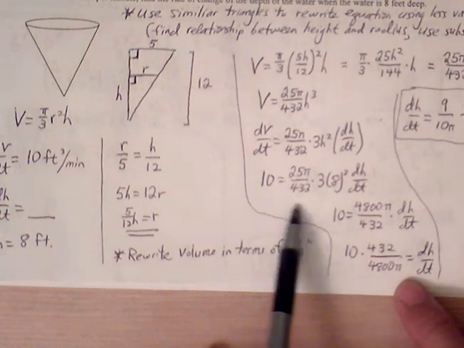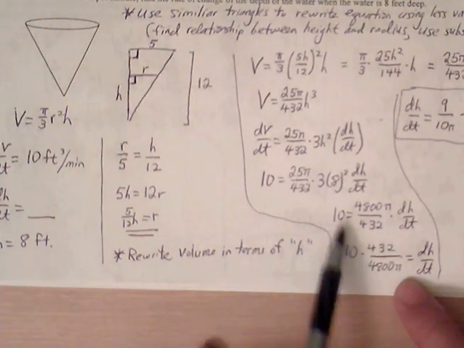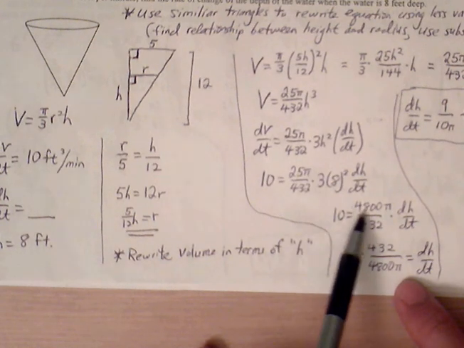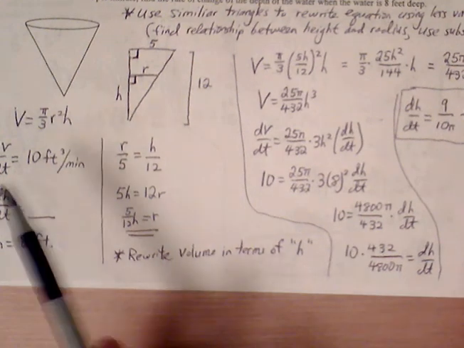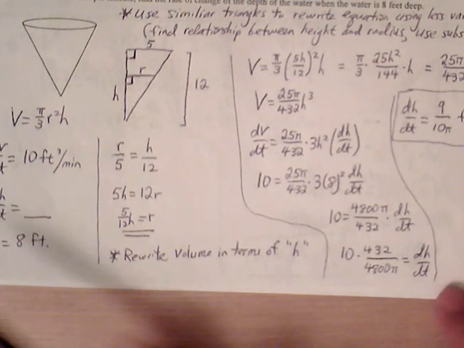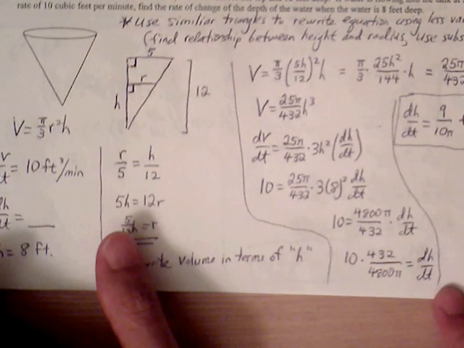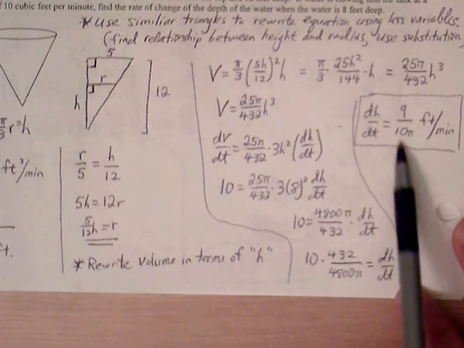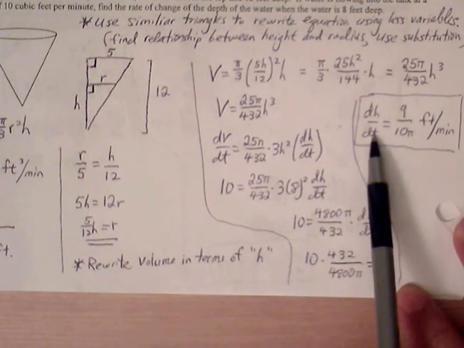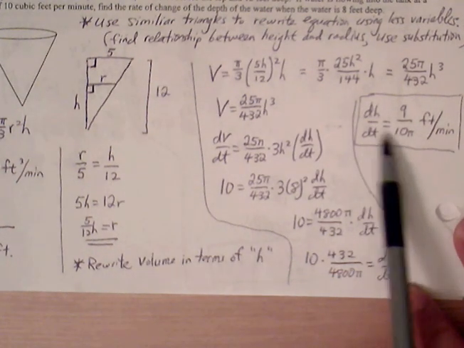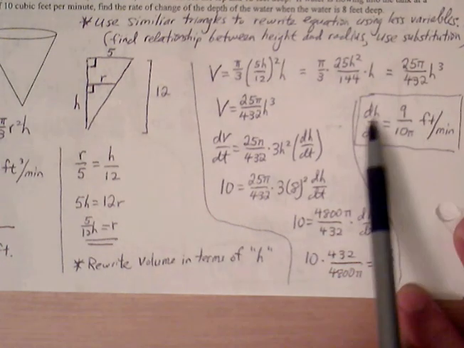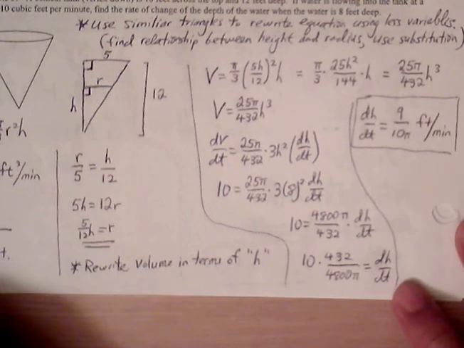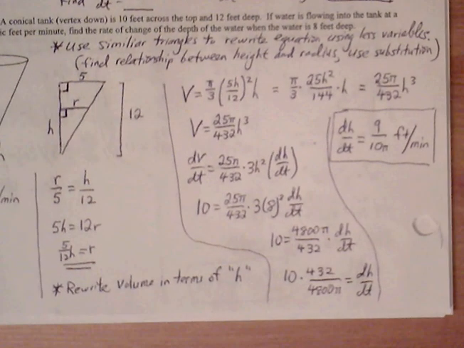We can multiply both sides by the reciprocal and multiply the 3 and the 64 through here. So we're going to get 4,800 pi over 432. Move that to the other side. We get 432 over 4,800 pi. Multiply this through and reduce, and we're going to get 9 over 10 pi. We're trying to find dh/dt, so the unit of measurement: height is in terms of feet, but it's a rate of change, so feet per minute. Therefore, dh/dt will just be 9 over 10 pi feet per minute.